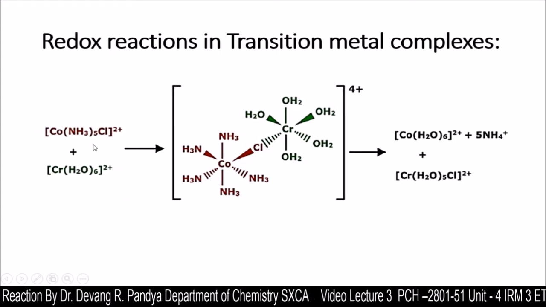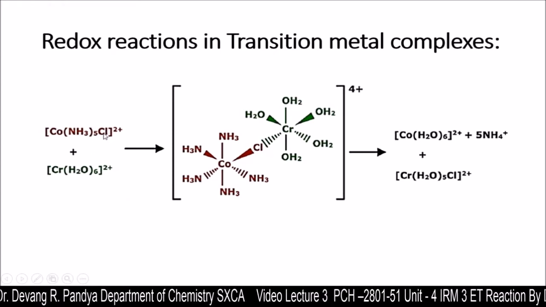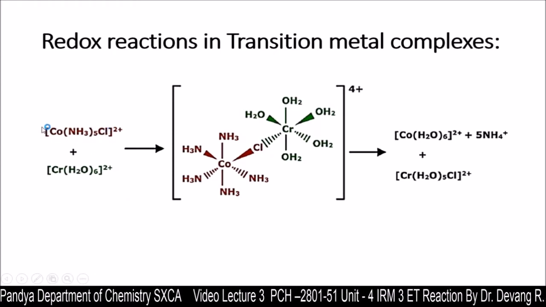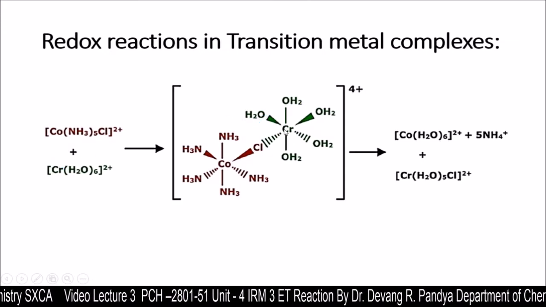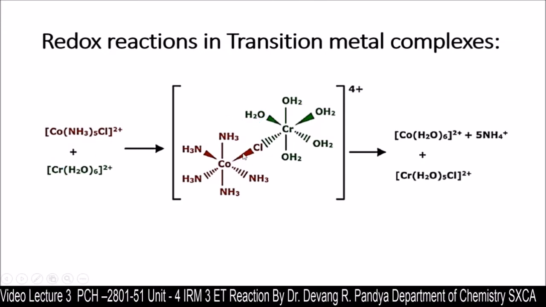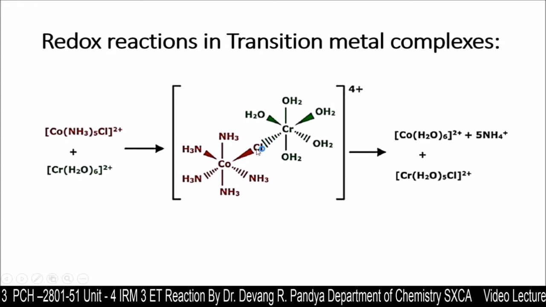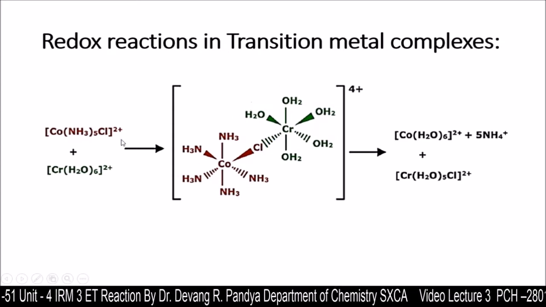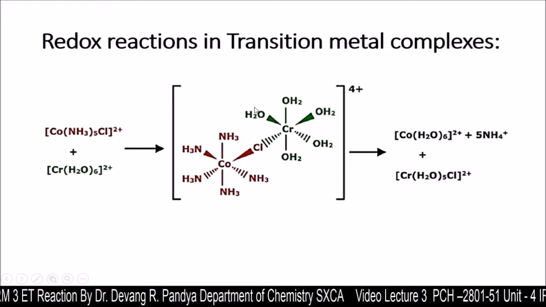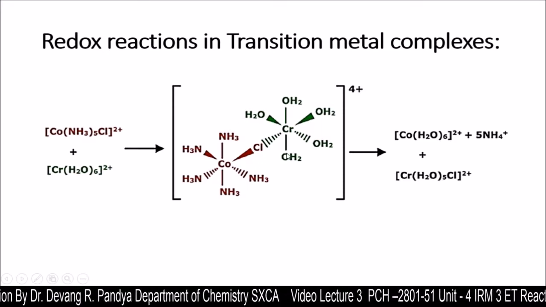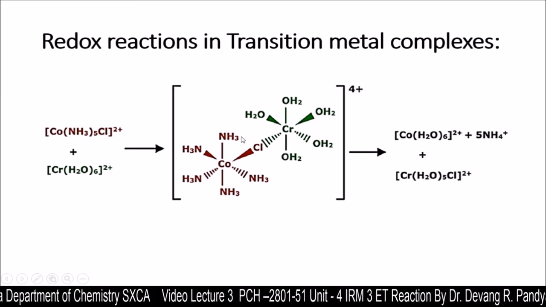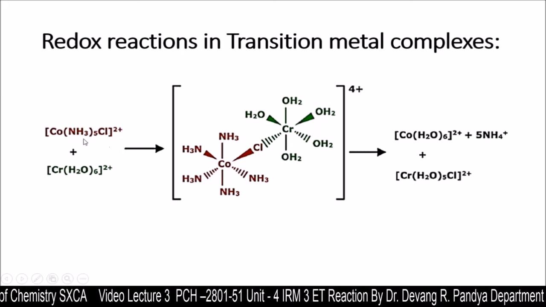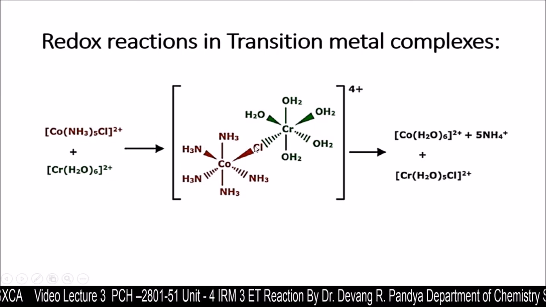This is another example. You can see here chlorine acts as a bridging ligand between the cobalt and chromium metal centers. Chromium has aqua ligands 1, 2, 3, 4, 5, so the sixth ligand is substituted, and cobalt has ammonia 1, 2, 3, 4, 5, and this one is the bridging ligand.